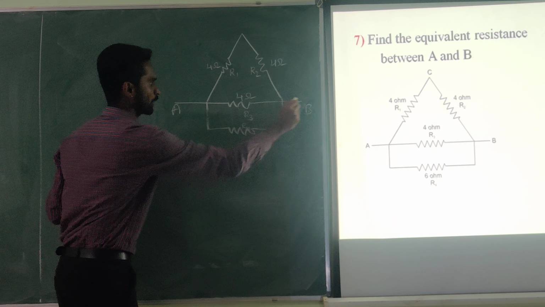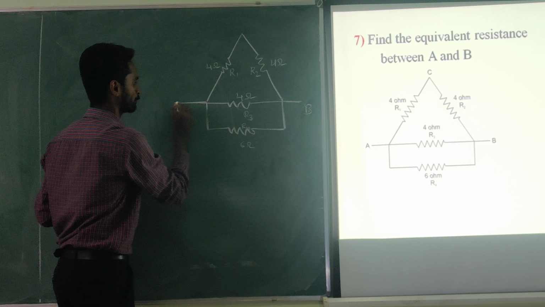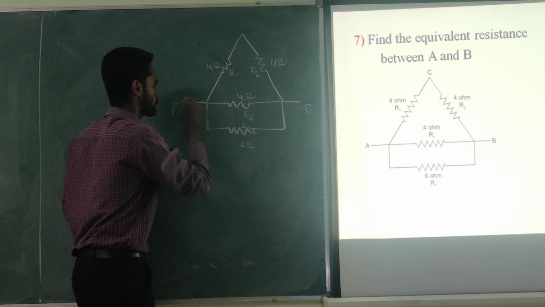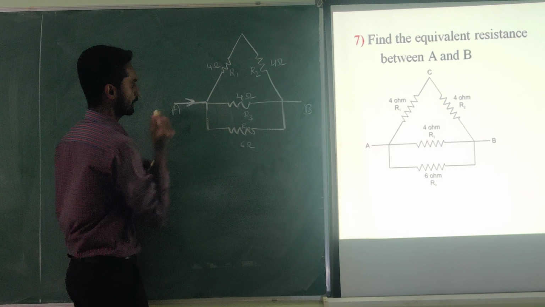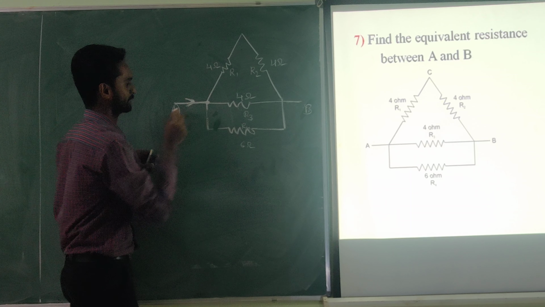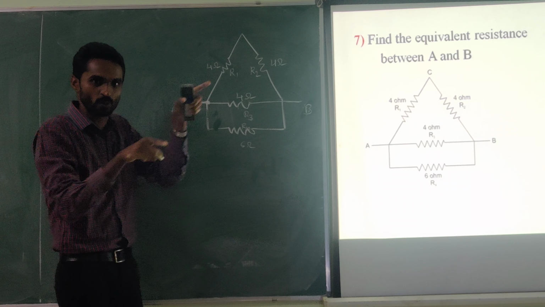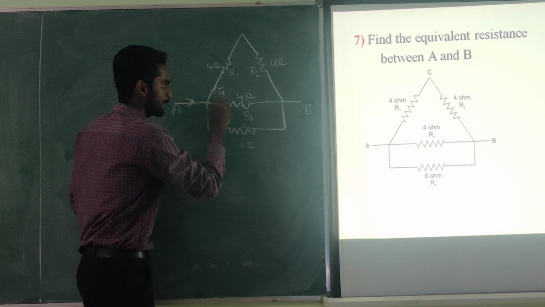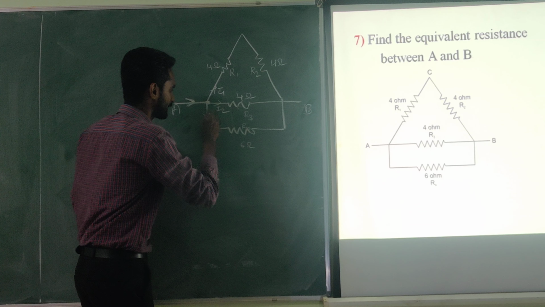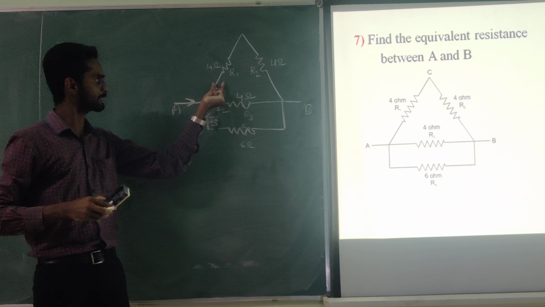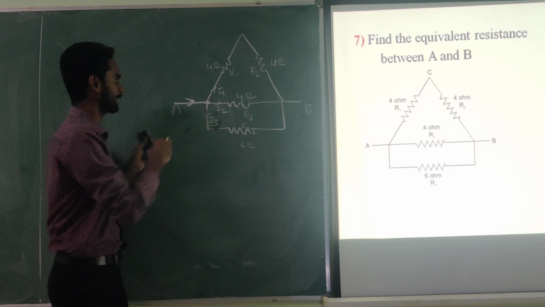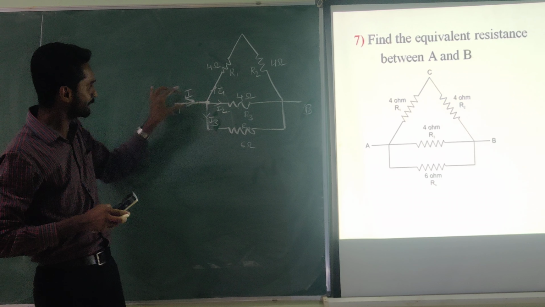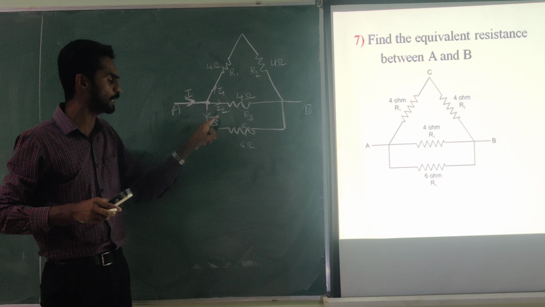First, whenever you get 2 points, start the current direction from the first point. You can consider it from A or from B. See, the current flows in this direction. The moment it comes to this junction or node, the current is going to be divided. That will be considered as I1, this current is I2, and this current is I3. If you add I1 plus I2 plus I3, you will get current I. So current I is divided into I1, I2 and I3.